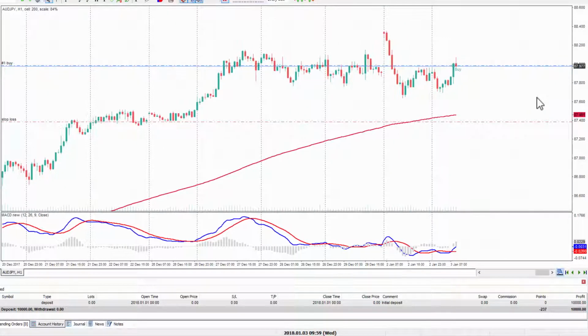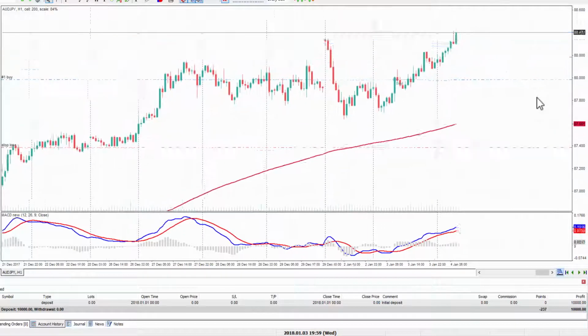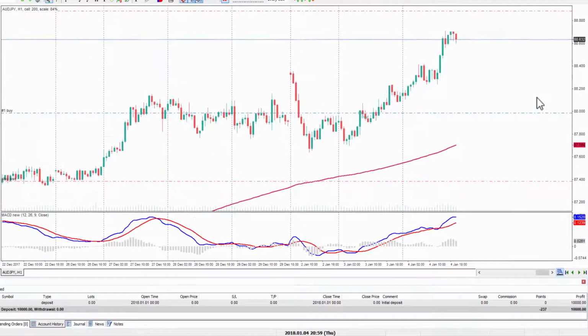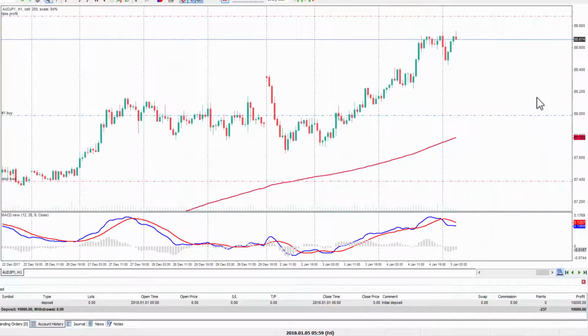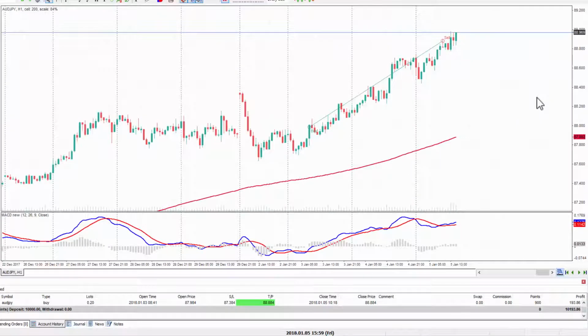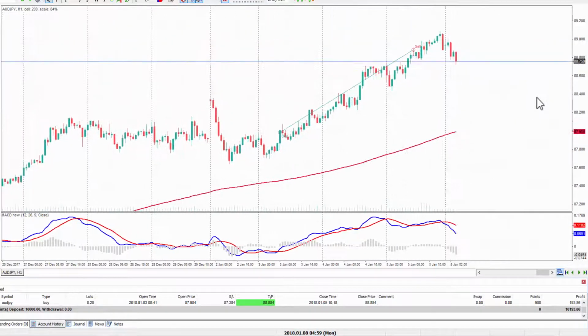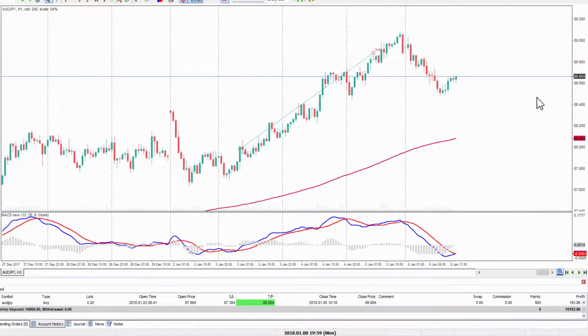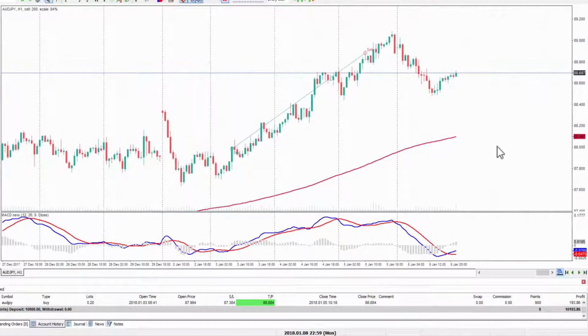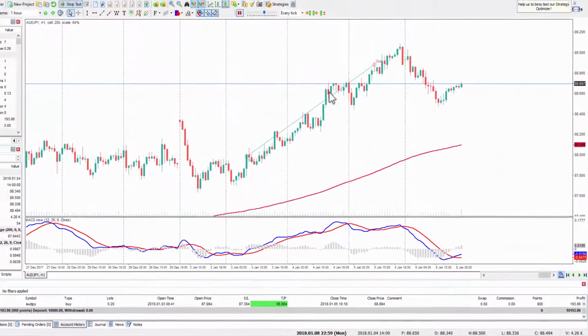Okay, we're in the trade. I'll just fast forward to see what the result will be. Okay, first one was profitable. Okay, and I have another potential trade set up here. So it's below the zero, the lines have crossed over.